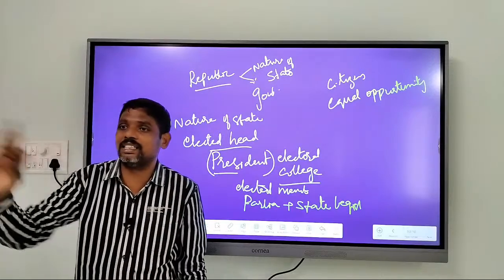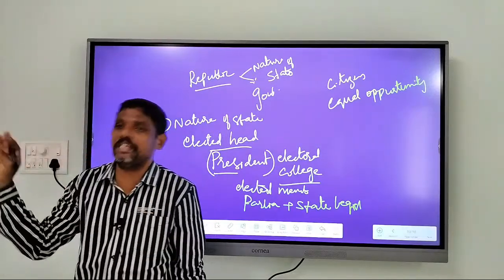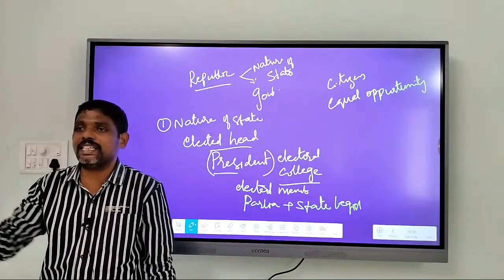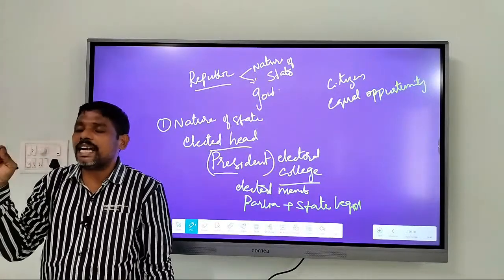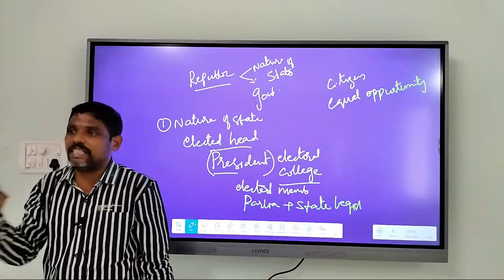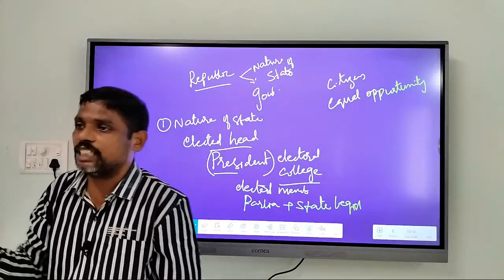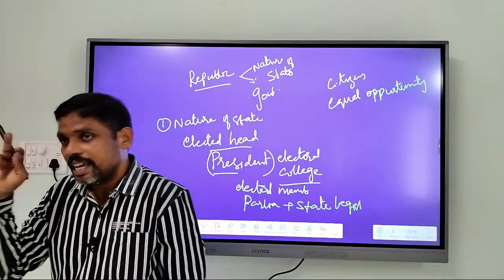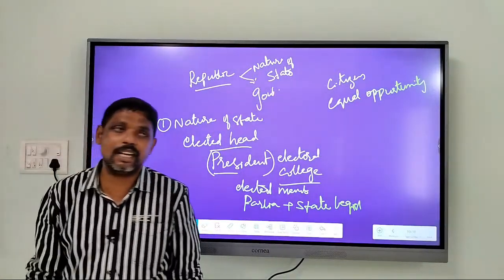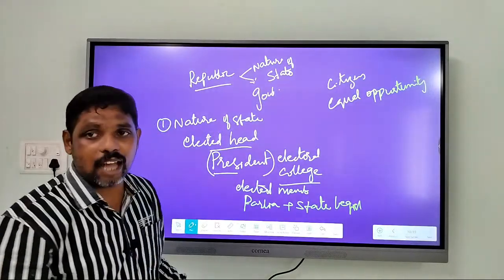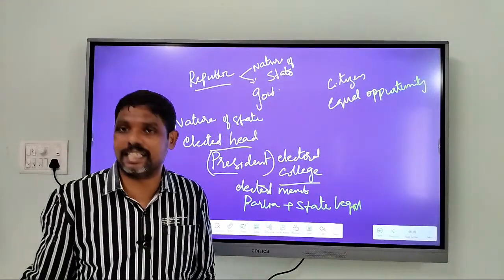It is not reserved. It is not a privilege. The office of president is not a privilege, it is open for all. The only thing is, upon satisfying the constitutional conditions, the constitutional qualifications, everyone has the right to contest president elections. Okay. The opposite of this is, you take monarchy systems.